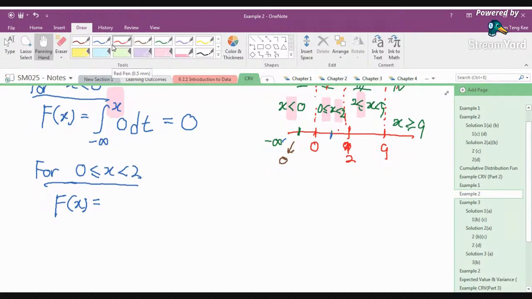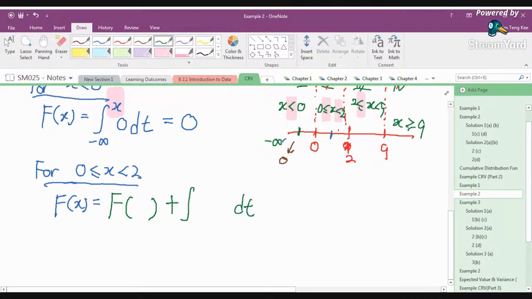What I will do for the shortcut here is that instead of integrating from negative infinity, I just consider the integral from negative infinity to become a cumulative F of something plus the integral of dt. And what is the thing that we have here? Please be aware, I will consider the smallest value in this interval. So the smallest value of this interval happens to be 0. So I will have it as F(0) plus the integral from 0 to x.